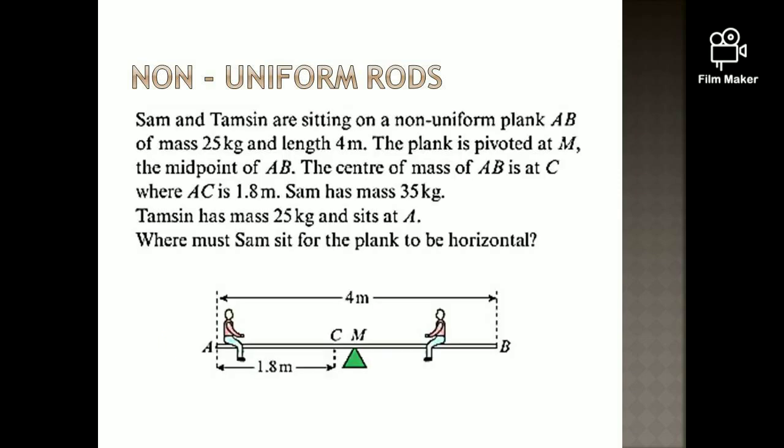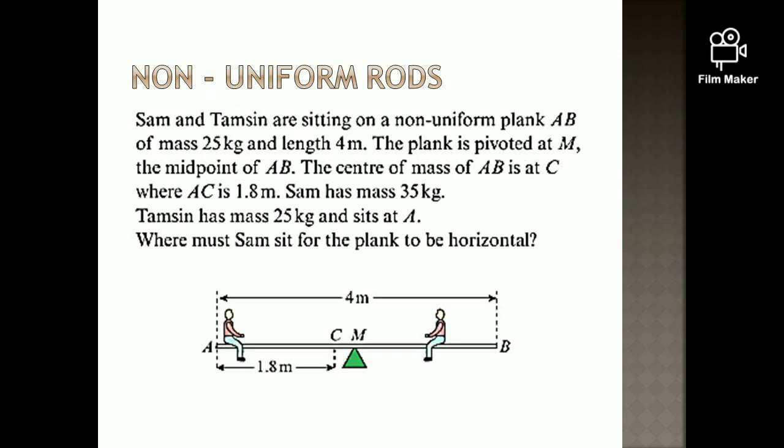Now children, when you're reading out this question, see what information you can grab from it. That is the most important point when we are working out the question. Sam and Tasmin are sitting on a non-uniform plank AB of mass 25 and length 4 meters. Since this is non-uniform, we cannot mark the weight 25 into gravity at the midpoint, half of 4 meters, that is 2. That is the most important point.